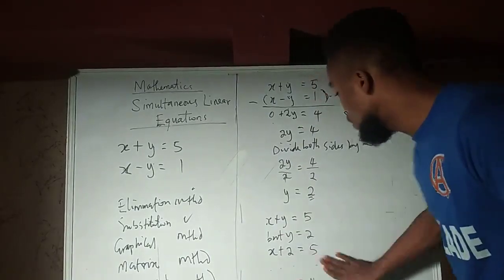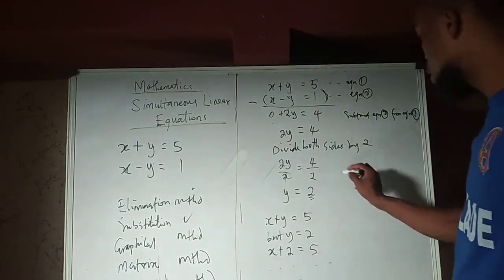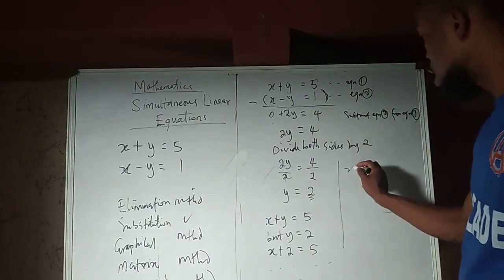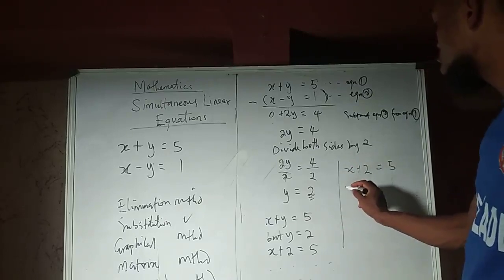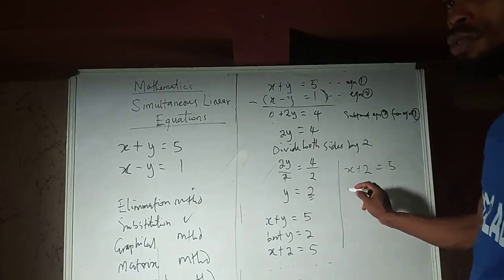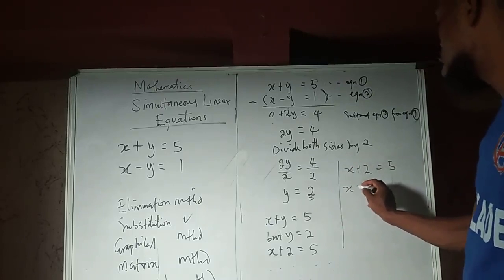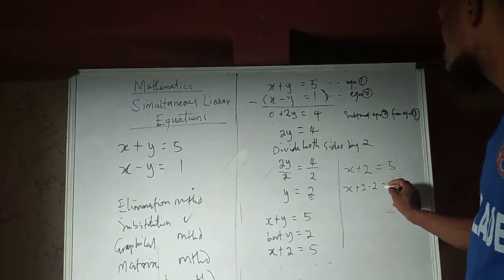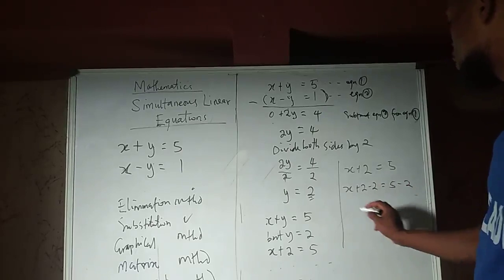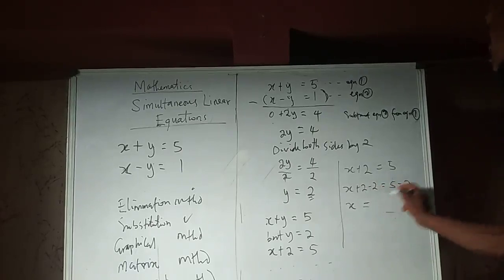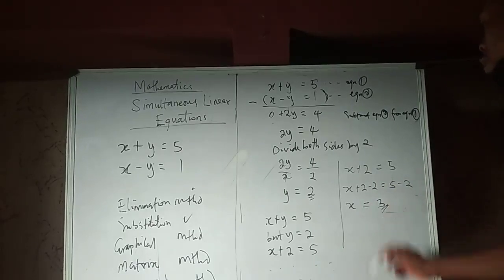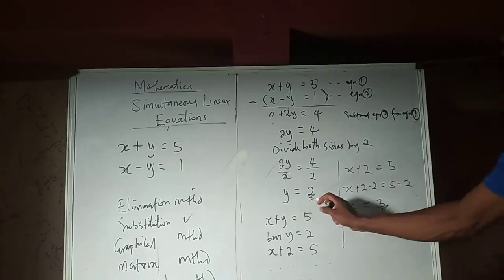So from here where we have x plus 2 equals 5, we subtract 2 from both sides. So this will become x plus 2 minus 2 equals 5 minus 2. x plus 2 minus 2 is 0, and 5 minus 2 is 3. So x is 3 and y is 2.